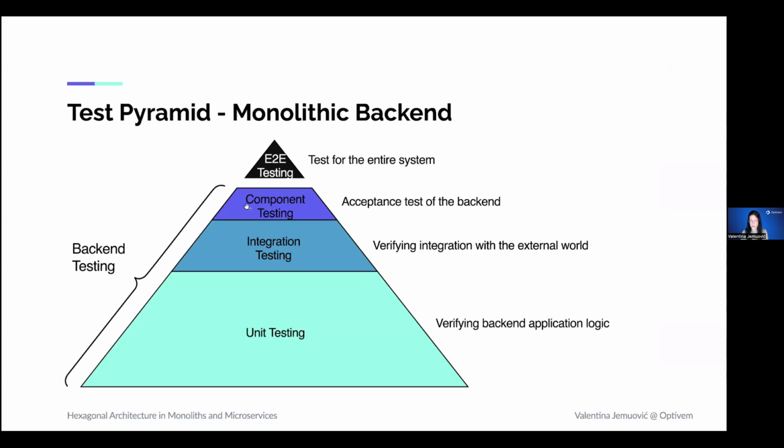And this is essentially a pyramid representation of the previous slides, for testing the backend, where we would have the unit tests, integration tests, and component tests. And as we can see here, the majority would be unit tests, so testing the hexagon.